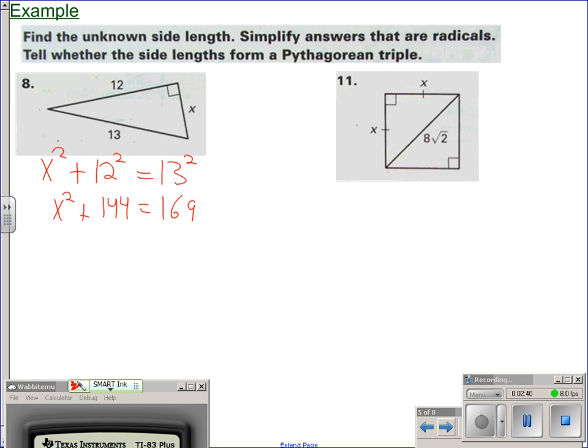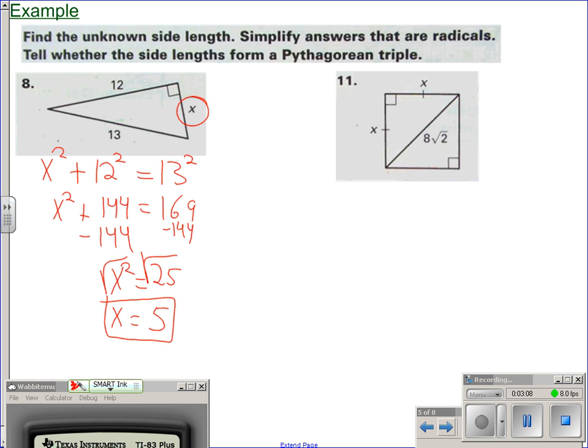Now to solve for x, get that x squared term by itself. So we're going to subtract the 144 from both sides. 169 minus 144 is 25. Now you take the square root of both sides. When you take the square root of both sides, you do get positive and negative answers. So technically, positive and negative 5 is a possible answer. But x represents a side length, so it can only be a positive number.